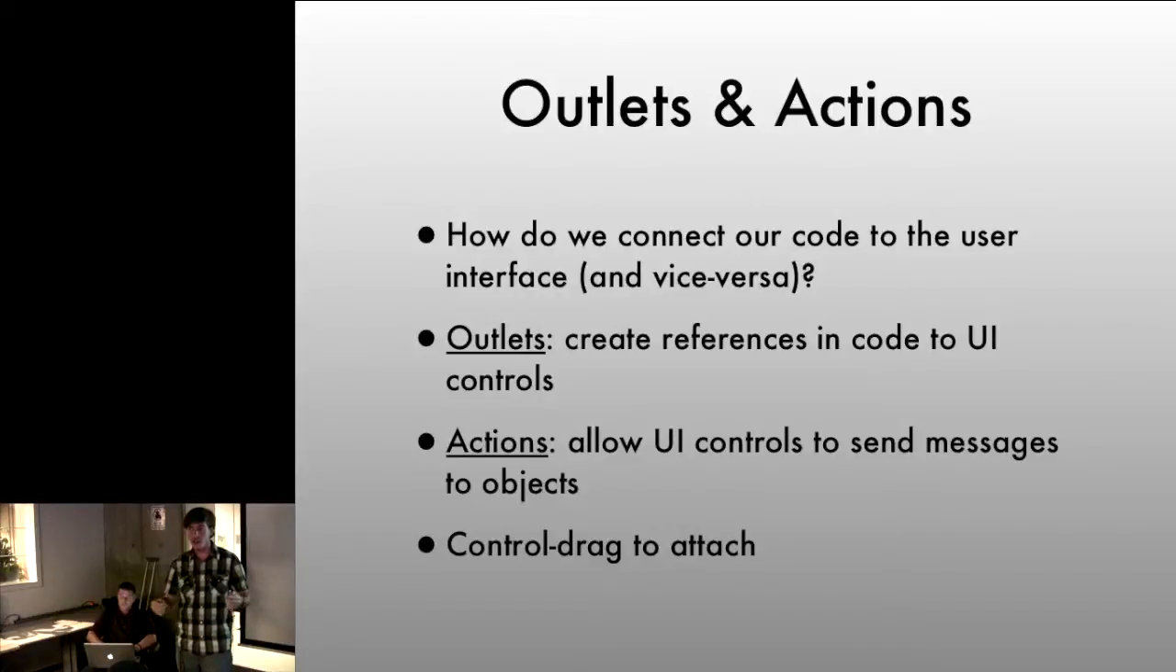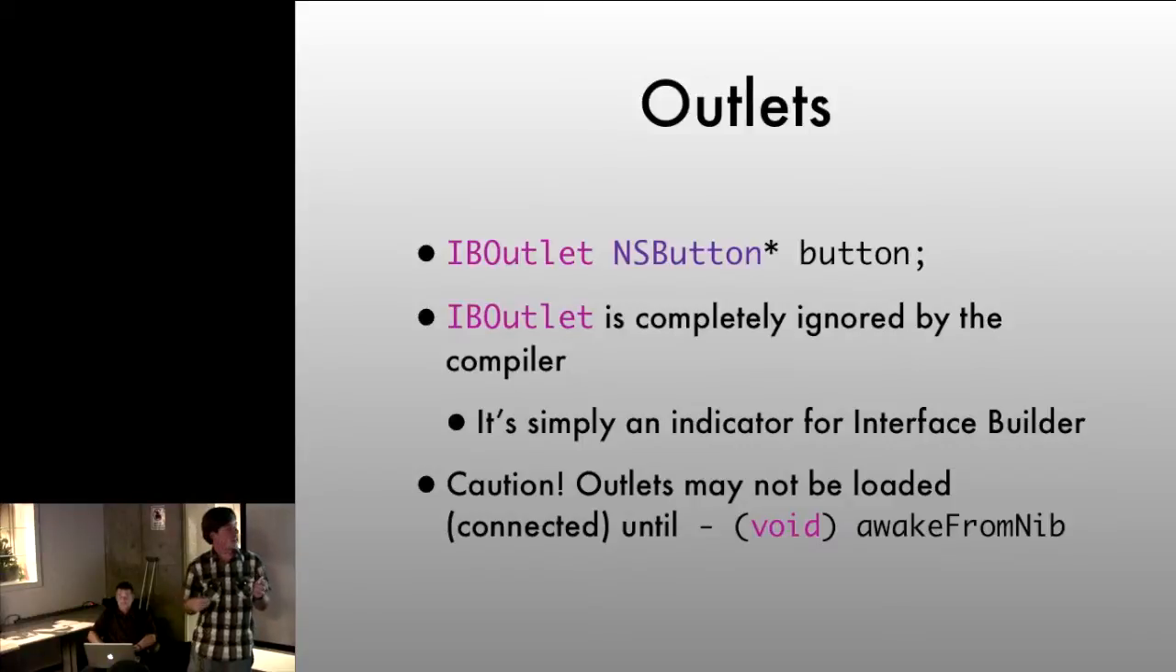For us to, in code, create references to user interface objects that we've created in Interface Builder. And actions allow us to specify what code to call when we get an event on one of our controls. And as we'll see, in Interface Builder, you can control-drag to attach an outlet or an action. So what's an outlet? An outlet, you declare it using IBOutlet, which is completely ignored by the compiler, but it's just a flag for Interface Builder to say, hey, pay attention to this because I'm going to hook this variable up to an actual object in the interface.